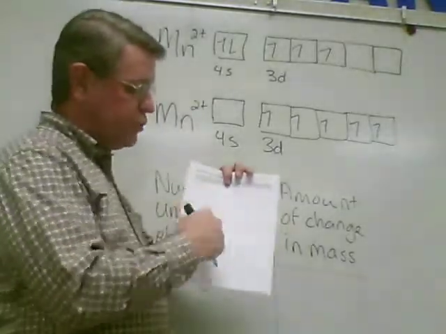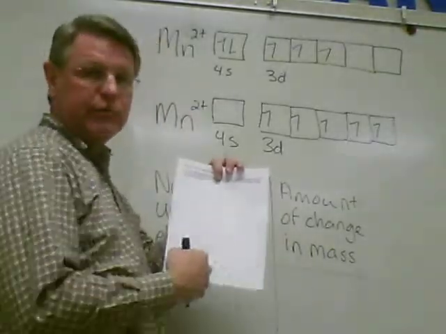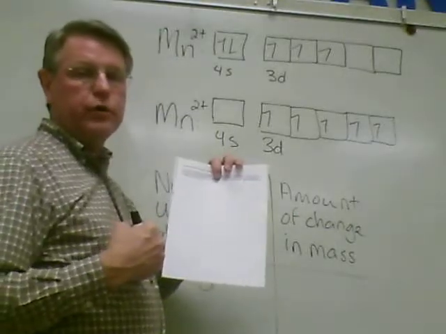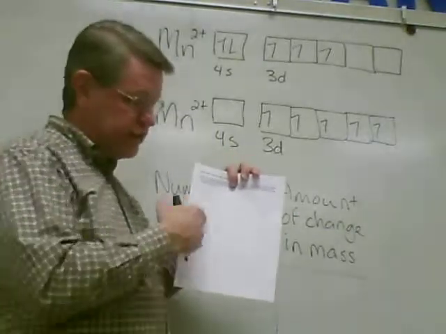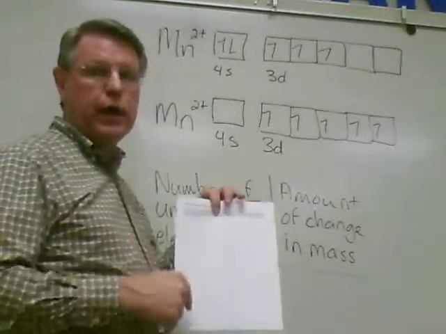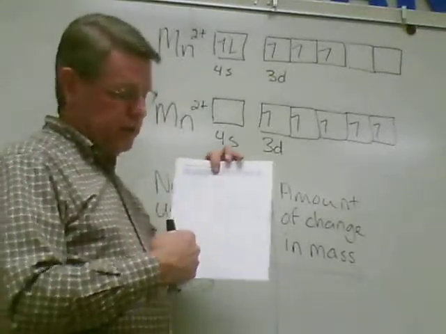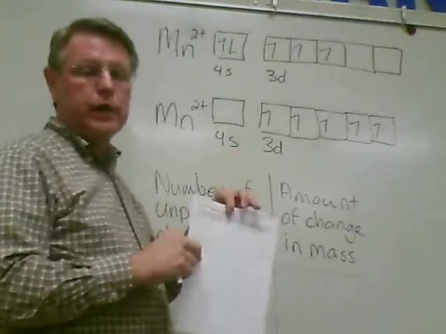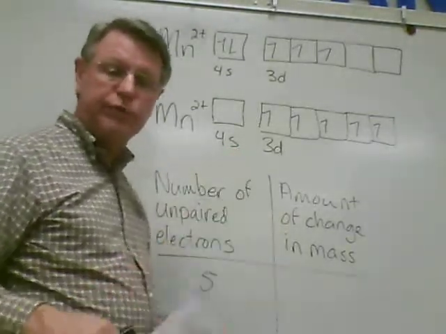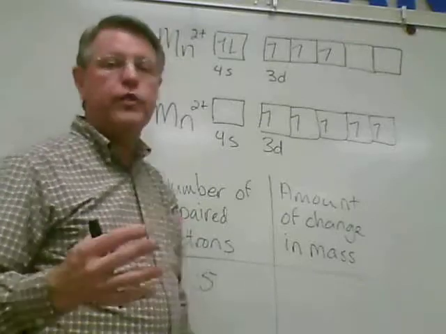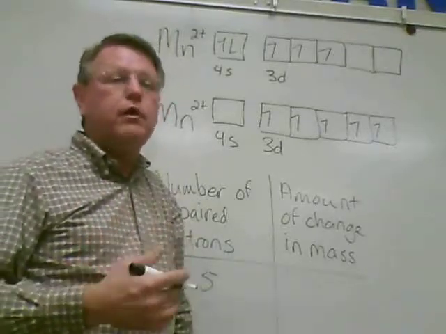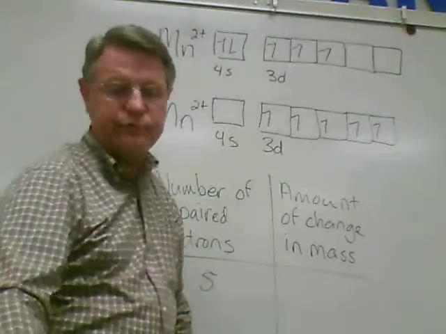Wherever you decide your independent variable goes, that's where you put the number of unpaired electrons, and the change in mass is going to be on your y-axis. That's your dependent variable. Independent variable is always on x. Dependent variable is always on y. If you want to look on the website, there's also a PowerPoint that goes through all the steps you're supposed to have for a formal table and graph.